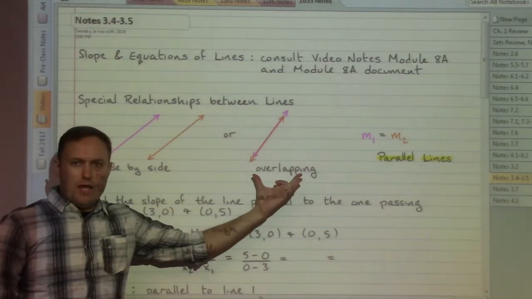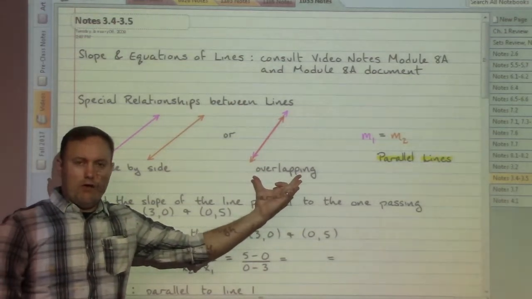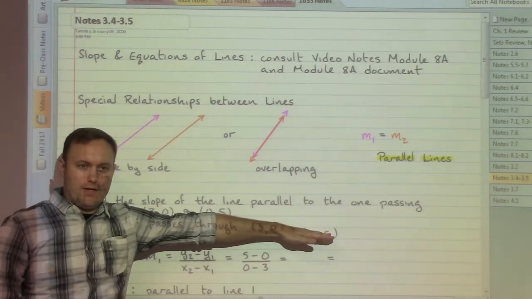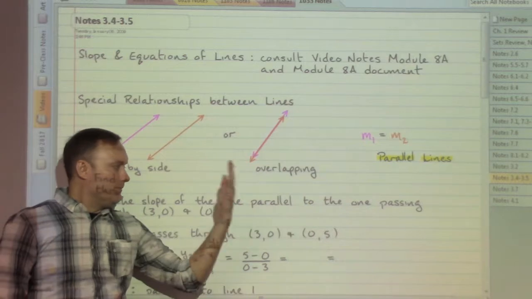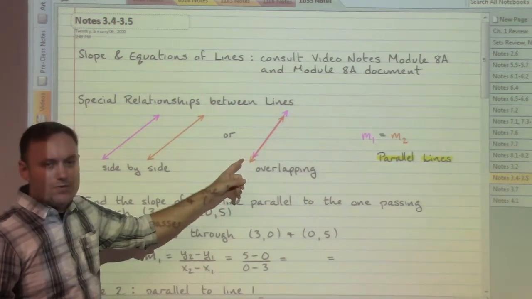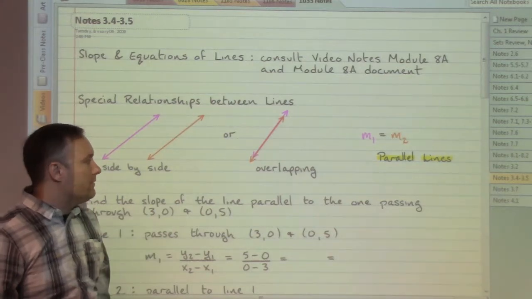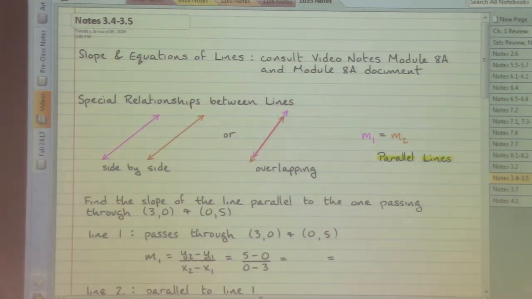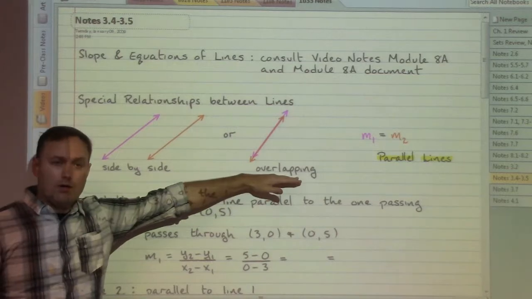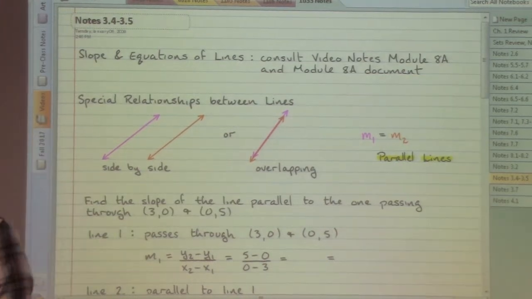We could have two lines that are exactly overlapping, whether again that's two horizontal lines that overlap one another, two vertical lines that overlap one another, or two slanted lines that overlap one another. So this is one of the kinds of special relationships that we have. We would refer to these as parallel lines. Whether they are different lines or the same, we would refer to them as parallel.